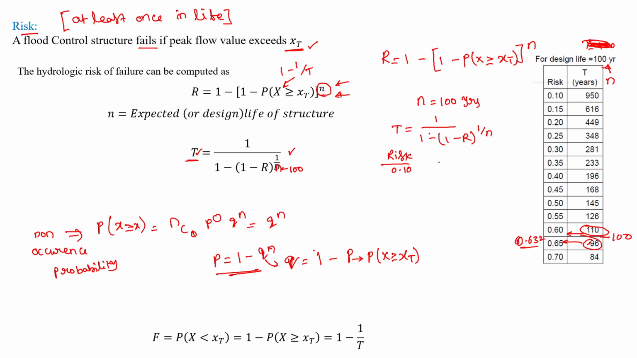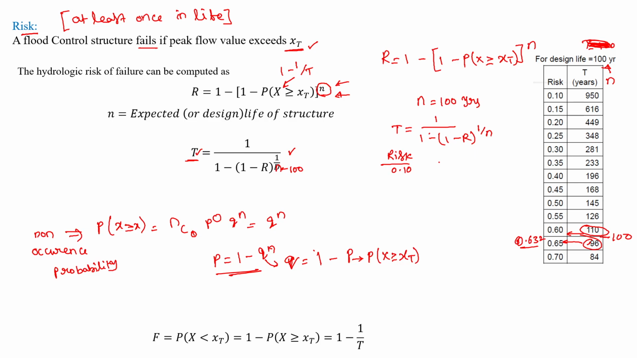So for this value we know that the risk is 0.1. We are willing to take a risk of 0.1, and if I take the risk of 0.15, then the expected return period is 616. Suppose I want to take a risk of 0.2, I'll have a lesser return period. As we go, if I want to take more risk, then the design return period will be reduced, and correspondingly the cost will be reduced.